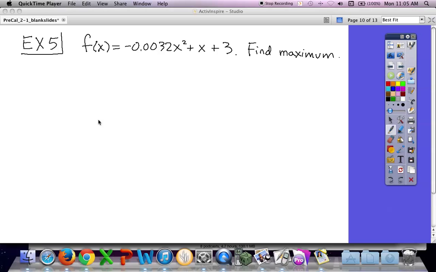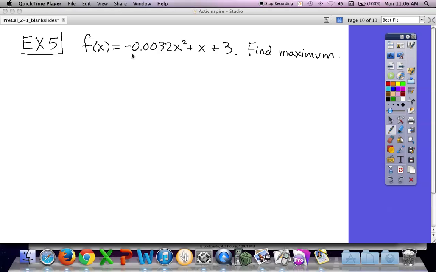Where f of x is the height of the ball and x is the distance from home plate. What is the maximum height reached by the ball? Again, what are they asking us for when they ask for the maximum? In terms of a parabola, it's the vertex, right? Remember that because this has a negative in front of it, it opens down. So the vertex is actually the maximum point along the path of the ball, right?